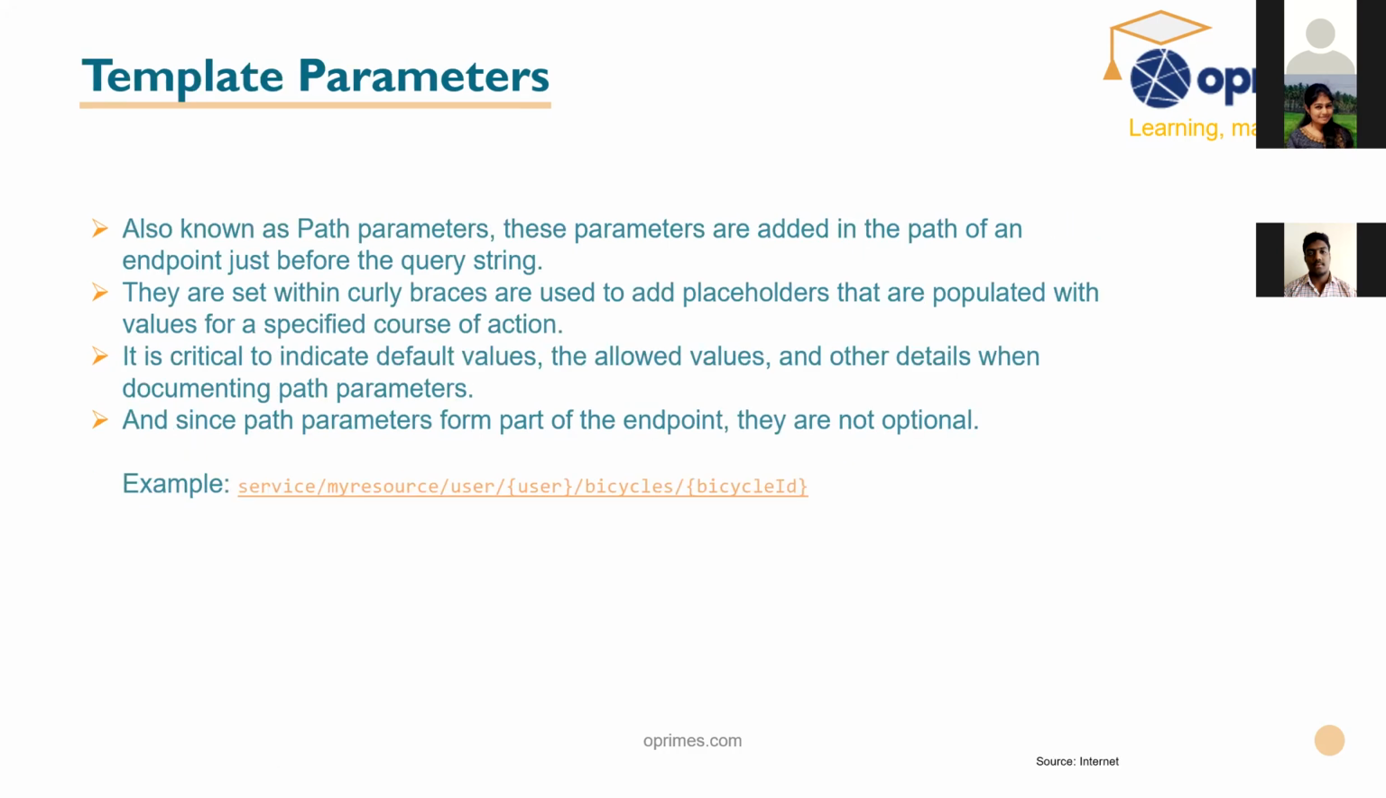Second parameter we are seeing is template parameter. This parameter is also called a path parameter. And one thing compared to query parameter is you can include this at any point of the URL. Say, for example, you are trying to reach a user, and you can specify the user ID here itself.